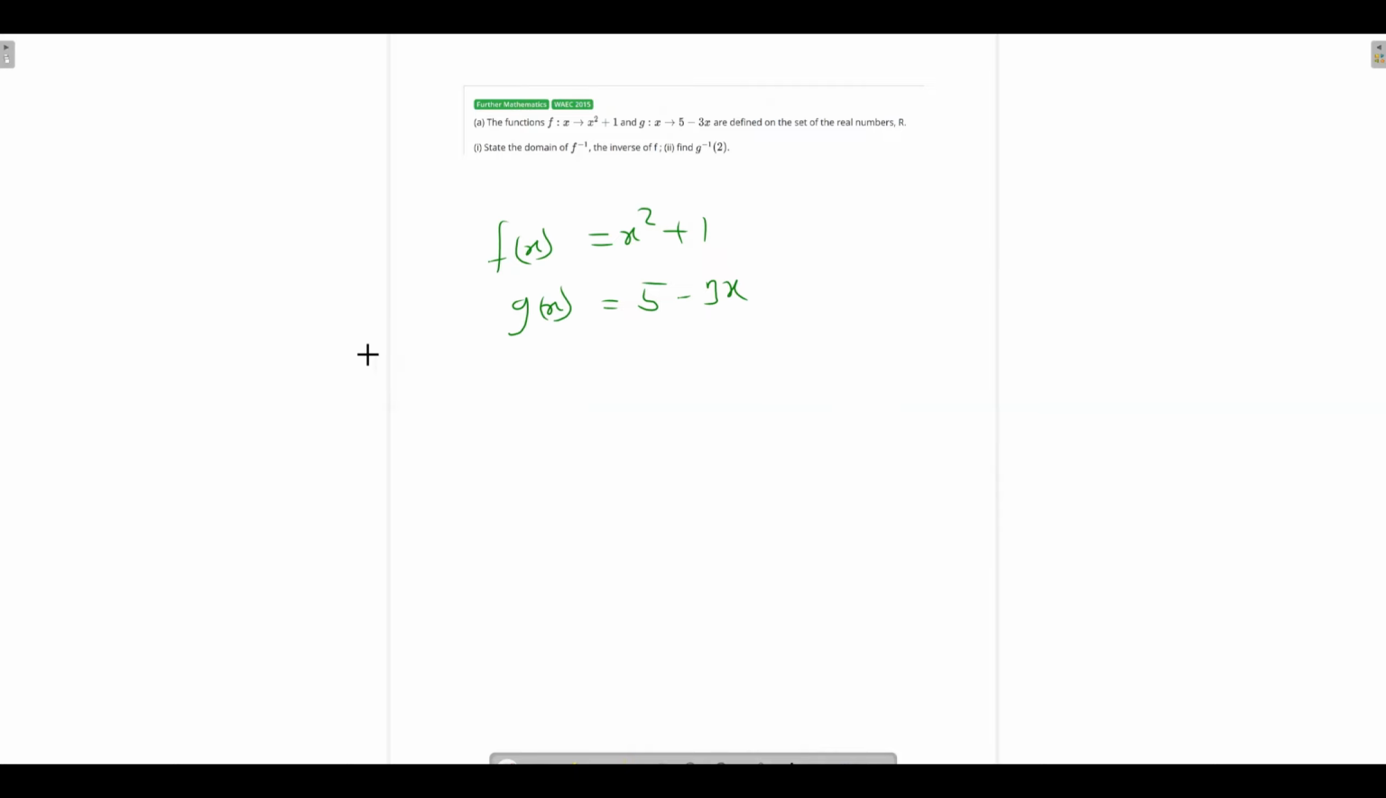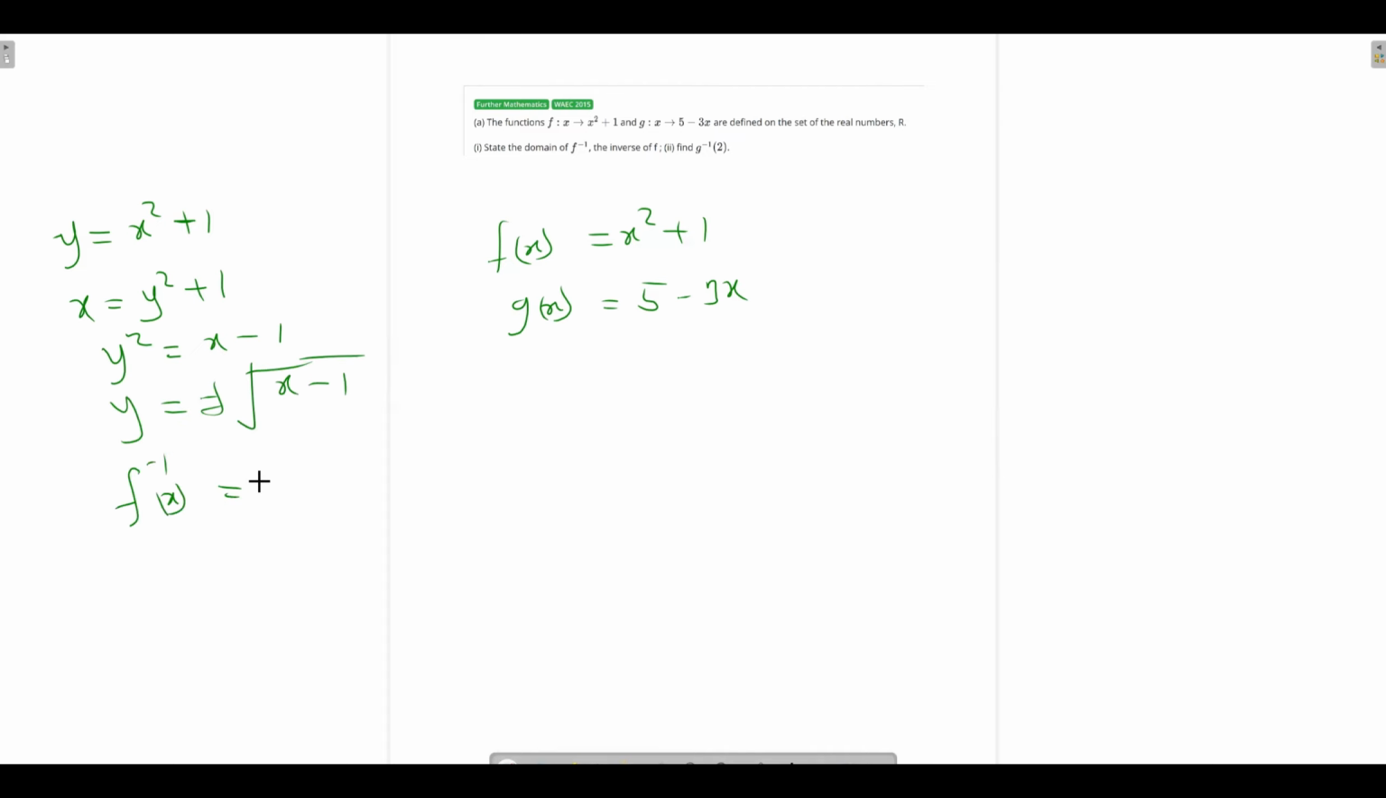Now we need to find the inverse of f. Don't forget, when you are looking for the inverse, turn f of x into y. We say y equals x squared plus 1. Then we swap x for y, so x equals y squared plus 1. Make y the subject of the formula: y squared equals x minus 1, y equals plus or minus root of x minus 1. So the inverse of f of x is plus or minus root of x minus 1.